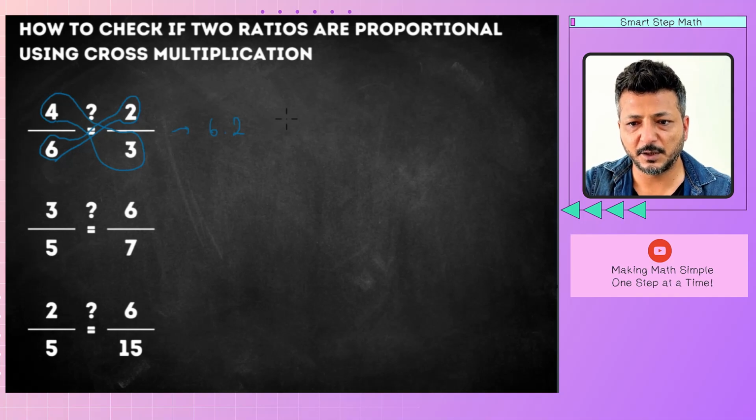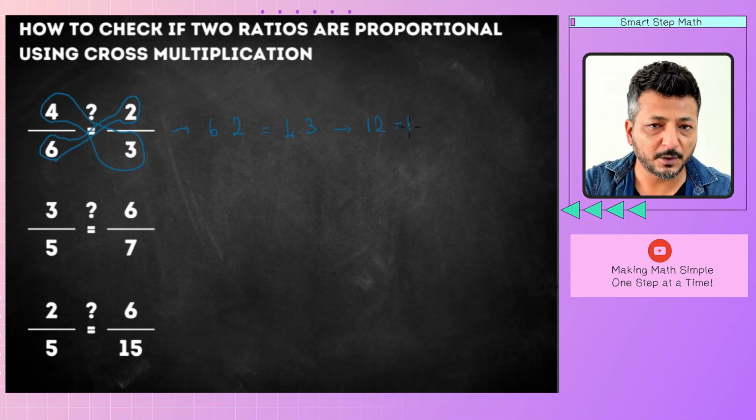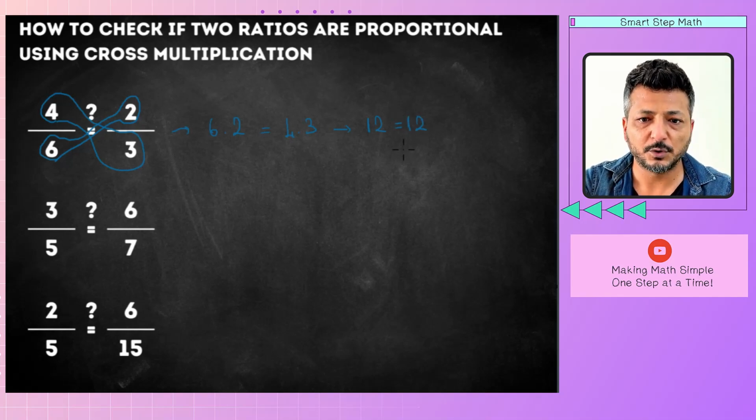If we look at these results, 6 times 2 is 12, and 3 times 4 is 12. If the results we found are equal, we can say this. So, the ratios 4/6 and 2/3 are equal to each other. Therefore, this would be a correct equality.